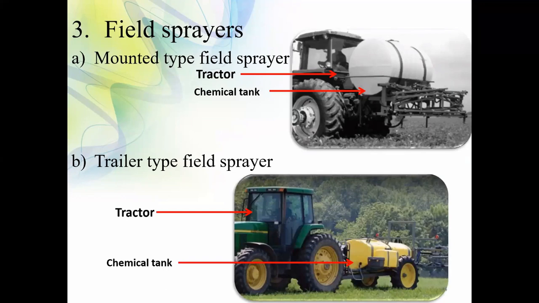The first one is mounted type field sprayers, and the second one is trailer type field sprayers. In case of trailer type field sprayers, these are attached to the linking points in the tractor, for example, the PTO shaft or 3-point linkage. These sprayers or trailers are attached to tractors by utilizing the linking points. And in case of mounted type field sprayers, they are permanently mounted on machineries.